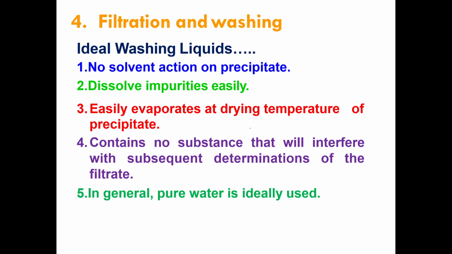For filtration and washing, the ideal washing liquid has no solvent action on the precipitate, dissolves the impurities easily, evaporates easily at the drying temperature of the precipitate, and contains no substance that will interfere with the subsequent determination of the filtrate. In general, pure water is ideally used.